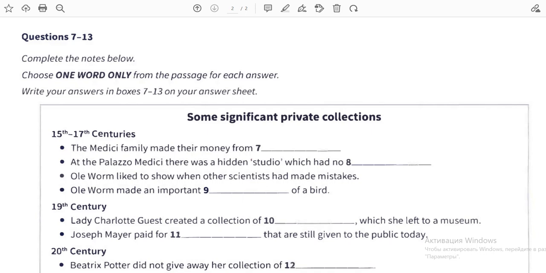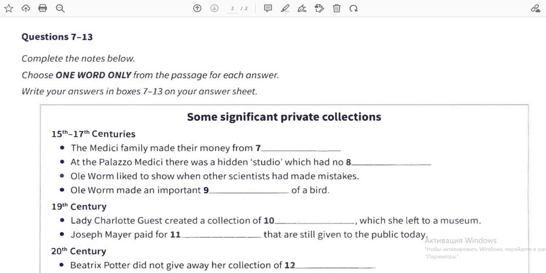First, I would like to give you an action plan for note completion. You need to look at the instructions to see how many words you must write. Here it is: choose one word only from the passage for each answer. It means you need to fill the gaps with one word.